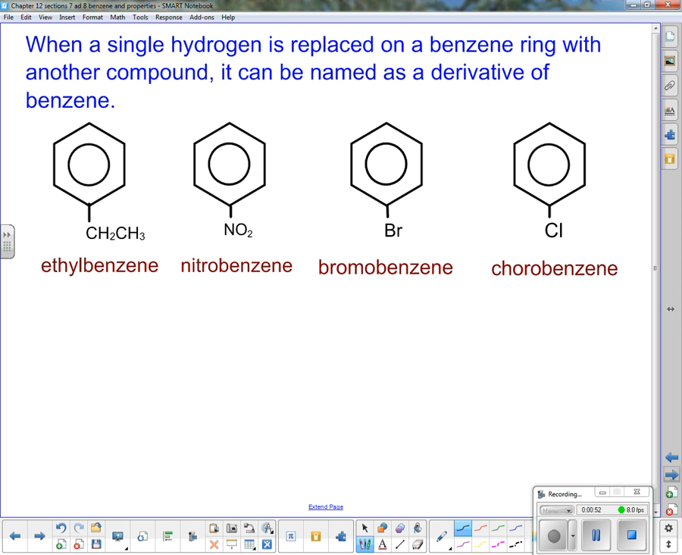Now, ethylbenzene, that would be pretty easy, this first one. Nitrobenzene is probably one that you're not as familiar with. So anytime I have an NO2 group, that's a nitro group. And we just put benzene because it's attached to a benzene ring. Bromo, we've done that before. If there's one attached, it becomes bromobenzene. And chloro, sorry, I forgot the L, so we'll put it in there. Chlorobenzene for one that's attached to a chlorine. So those are pretty straightforward. The only new one is the nitrobenzene, so keep an eye out for it.